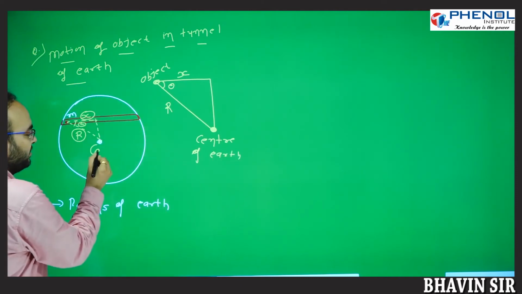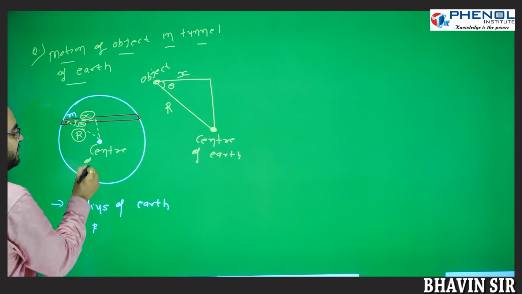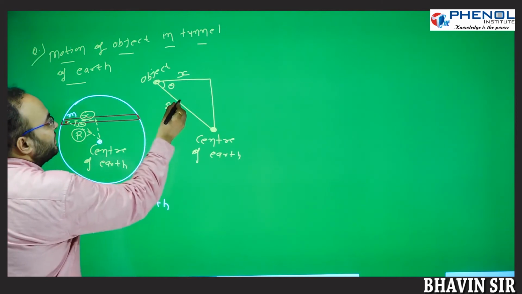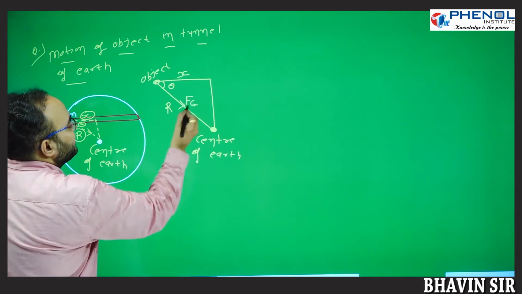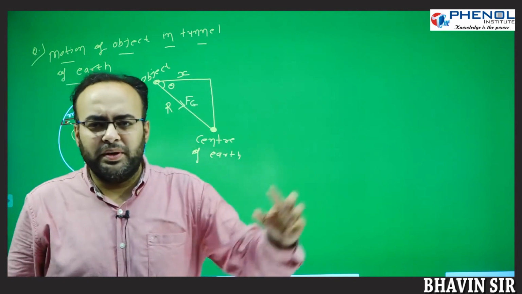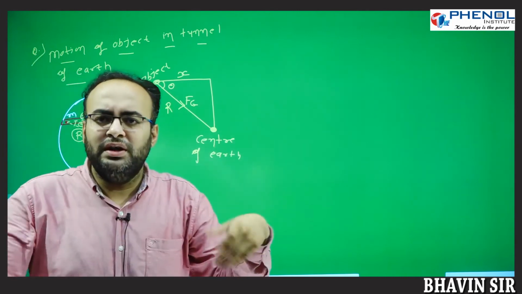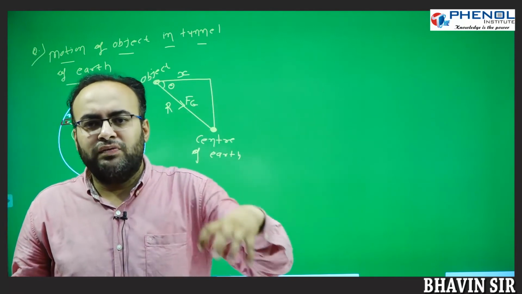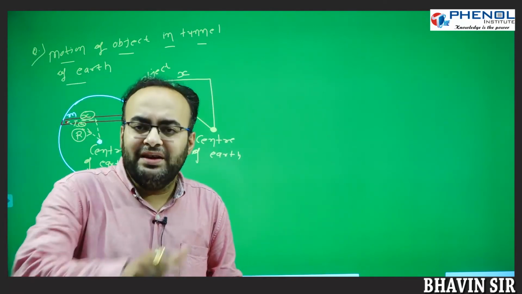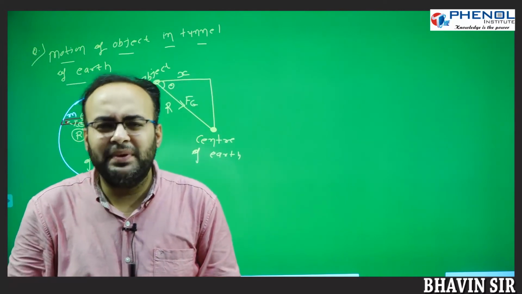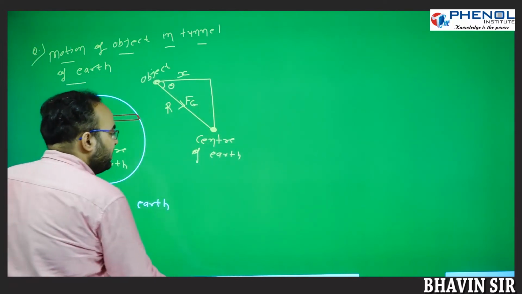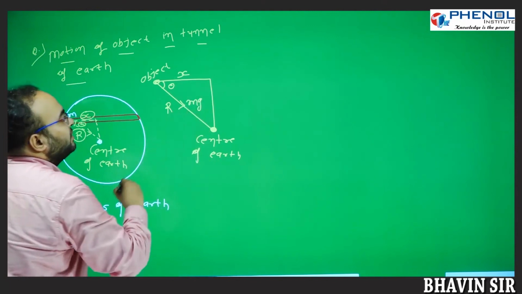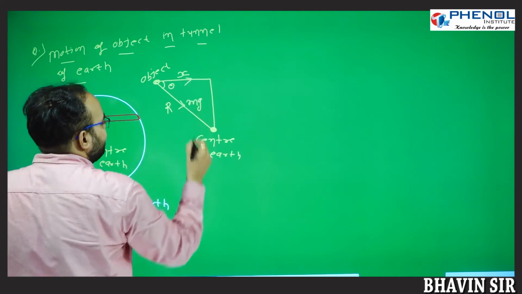This is the center of earth. Now from the center of earth, it experiences gravitational force, because gravitational force is always towards what? Center of earth. So the object in a tunnel of earth experiences gravitational force towards the center, which means we can say that it experiences the force mg.